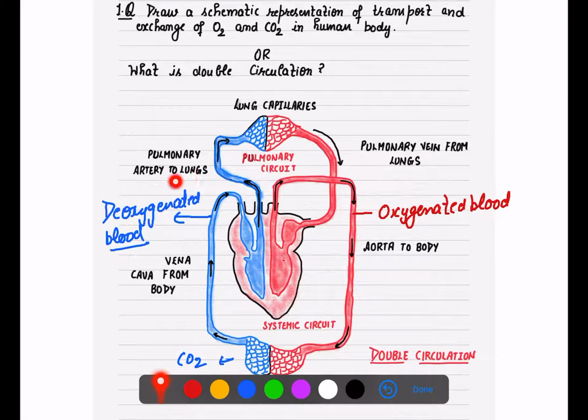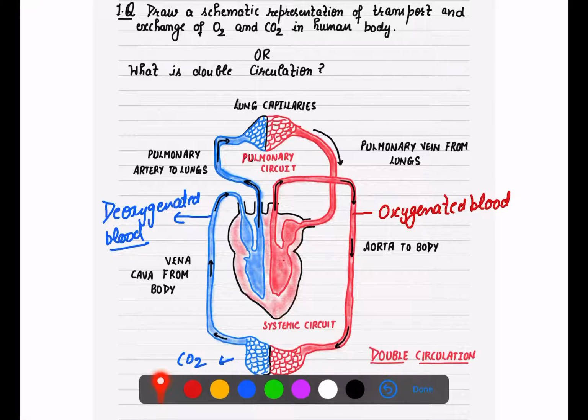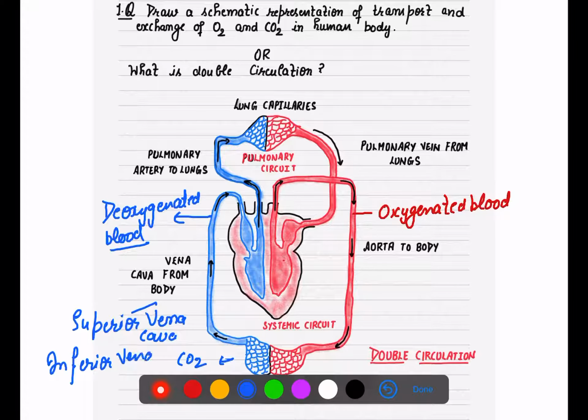These things are important to mention. As you can see here, vena cava from the body. There are two parts we discussed: the superior vena cava, which carries the deoxygenated blood from the upper part of the body, and then the inferior vena cava, right? So two types of vena cava are there, and they carry the deoxygenated blood. Now as you can see, this deoxygenated blood is received by the right atrium, then the right ventricle, and then it goes to the lungs with the help of the pulmonary artery.